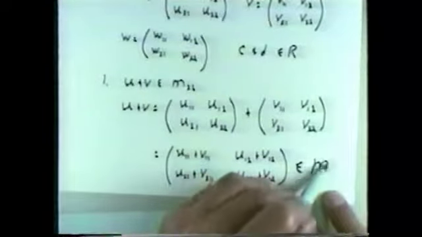So I can just say this is an element of the set of 2 by 2 matrices, because the matrix has 2 rows and 2 columns. Since we started with real entries, if I add 2 real numbers, I get another real number, so all 4 of them are also real entries. So we've proved condition 1.